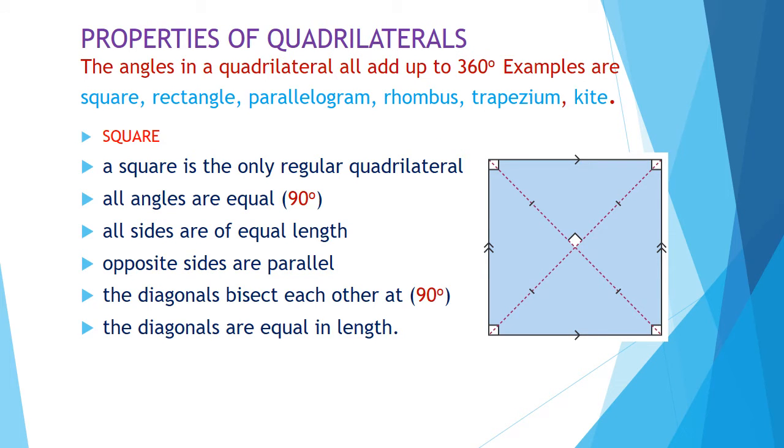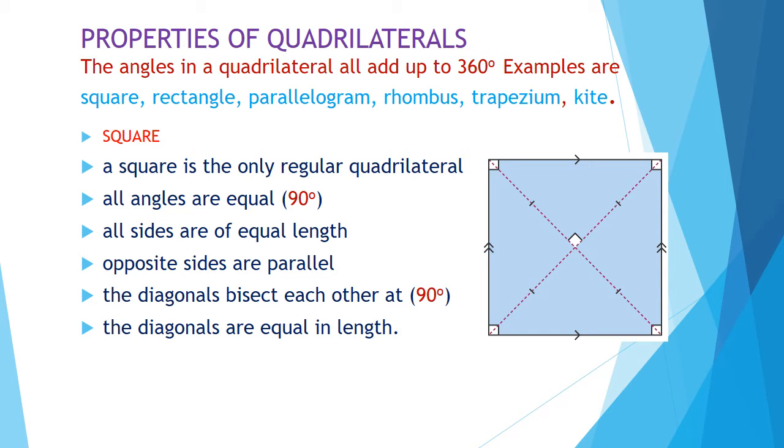Alright, so we are going to take them one by one. So take note that the angles in a quadrilateral all add up to 360. So that's what I just said. If you take the square, for instance, 90, 90, 180, 90, 90, 180, 180, 180, 360 degrees. So we know that the examples are square, rectangle, parallelogram, rhombus, trapezium, and then kite. All these are quadrilaterals, four-sided shapes. So let's take the square first and look at it in detail.